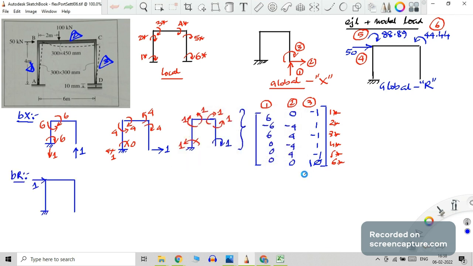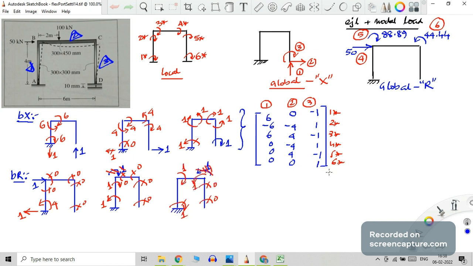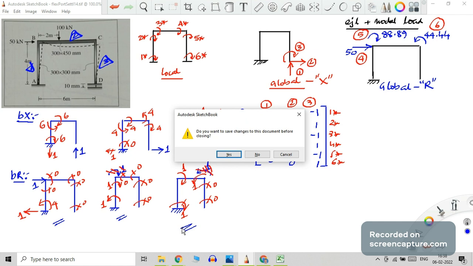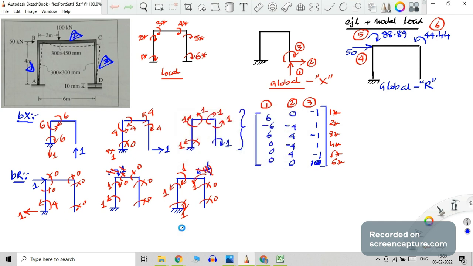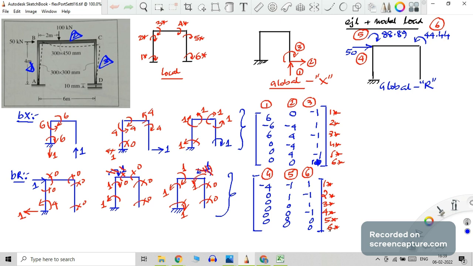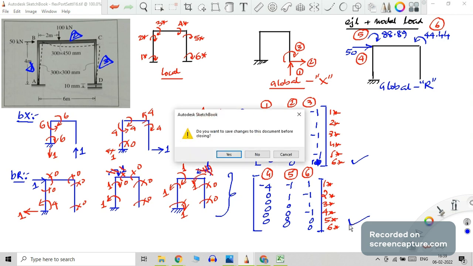Then for BR we have 4, 5, 6 coordinates. So I have shown all three diagrams corresponding to BR. This is column 4, this is column 5, this is column 6 diagram. So just find out the equilibrations. Element equilibration you do segment wise or element wise, then what you get is this matrix. So this is BX, this is BR. These are straightforward. Still, I will be discussing columns 5 and 6 for you because some of the students always have a doubt in column 5.